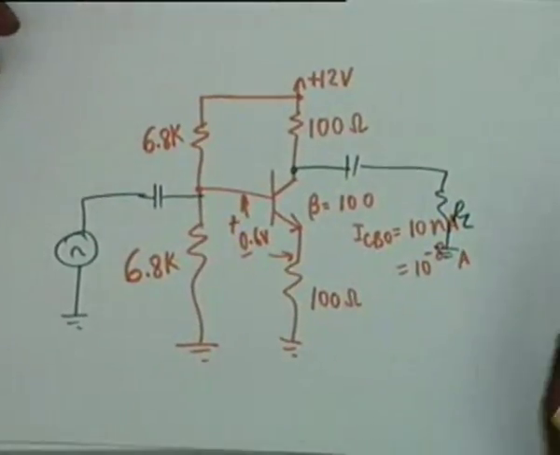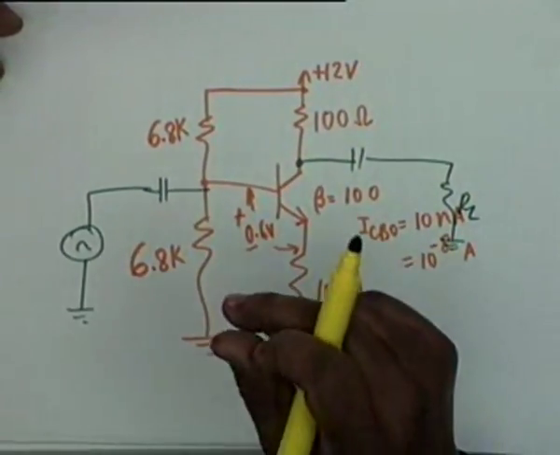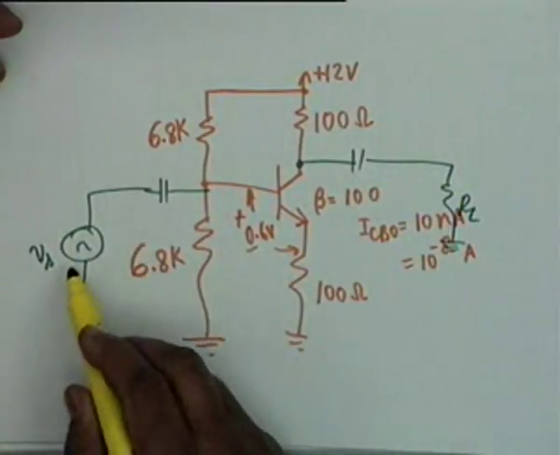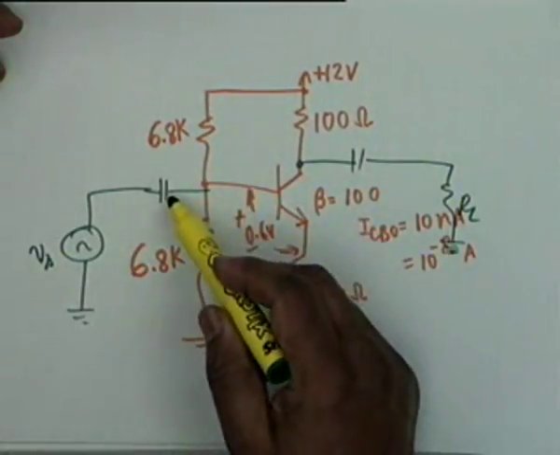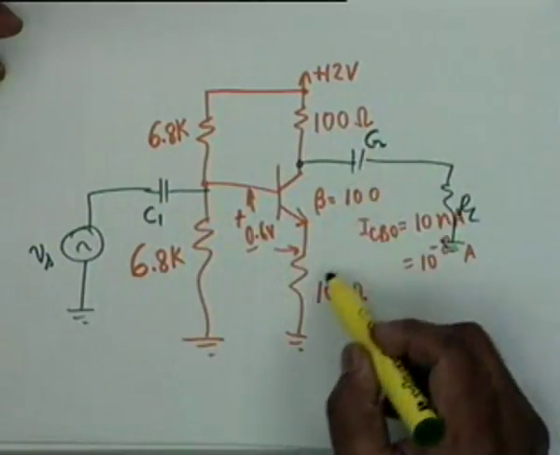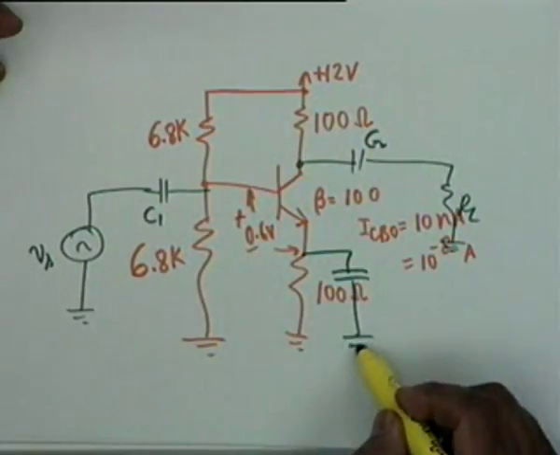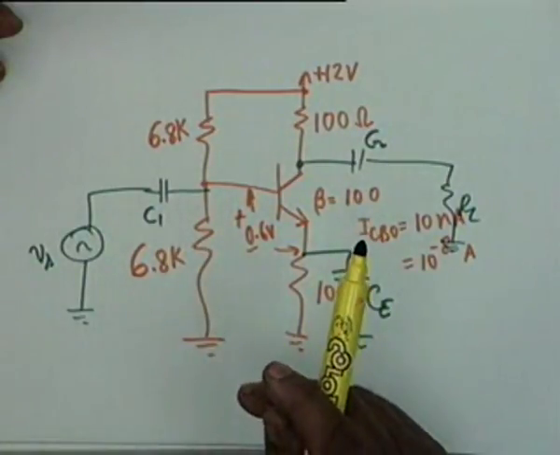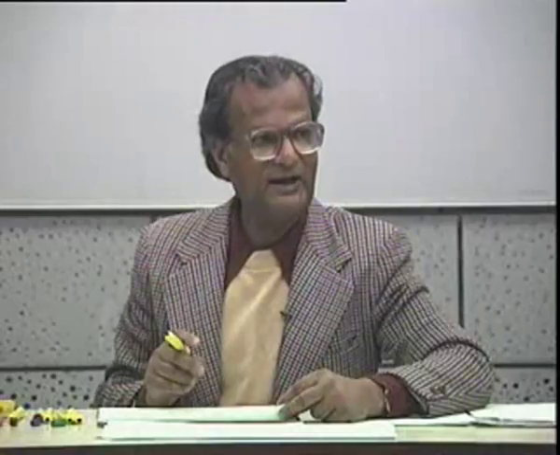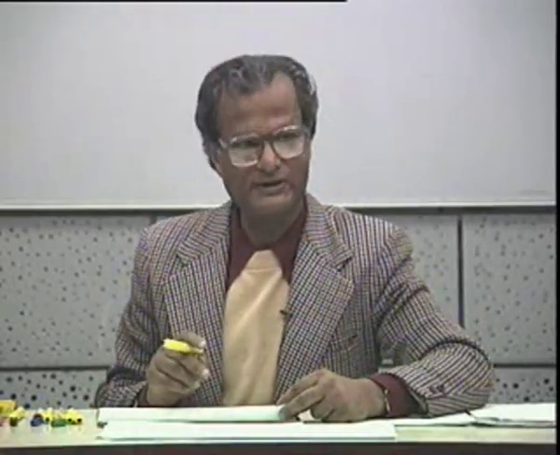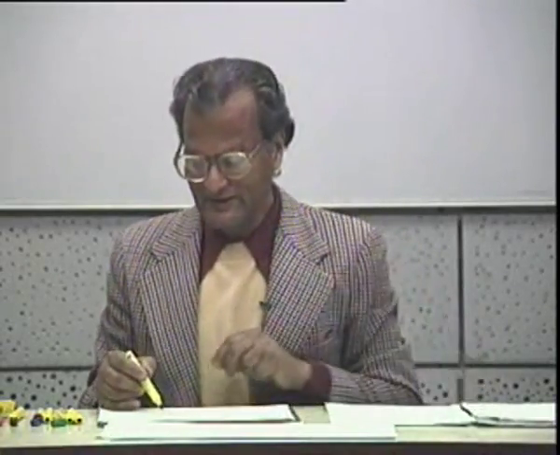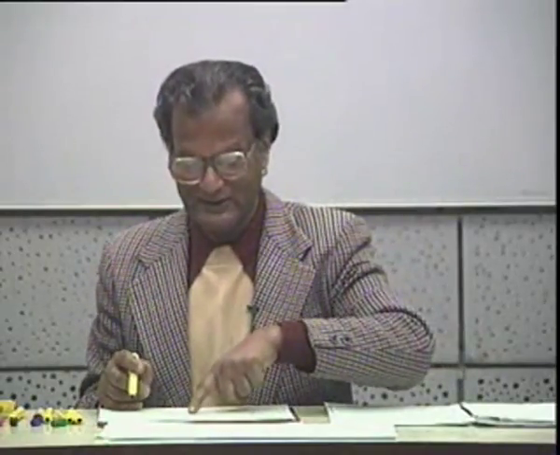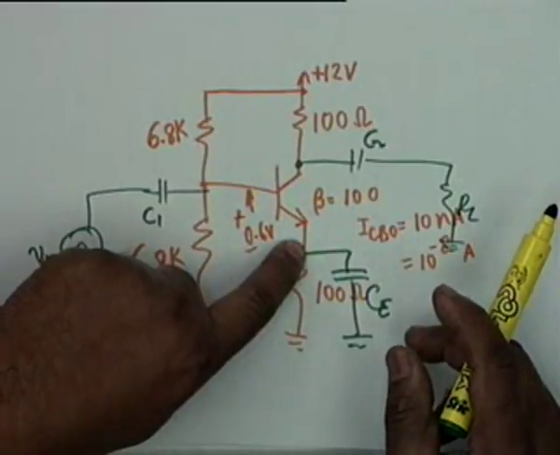Now, if I want to draw the AC equivalent circuit, all right, what we shall have is the source Vs, the capacitors C1 and C2. I also need to connect a bypass here, CE. The capacitors C1 and C2 are so large that at the signal frequency they will act as short circuits. Similarly, CE will also act as a short circuit. So, in the AC equivalent circuit, the emitter shall be virtually grounded.